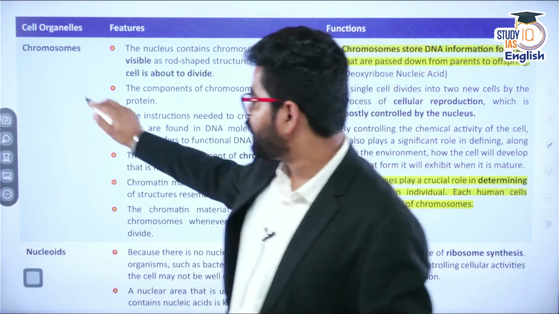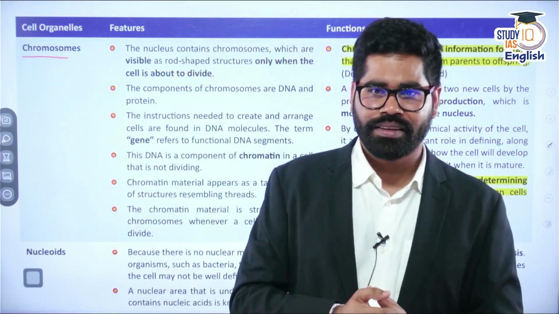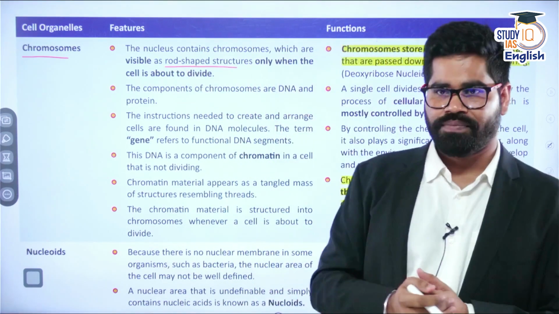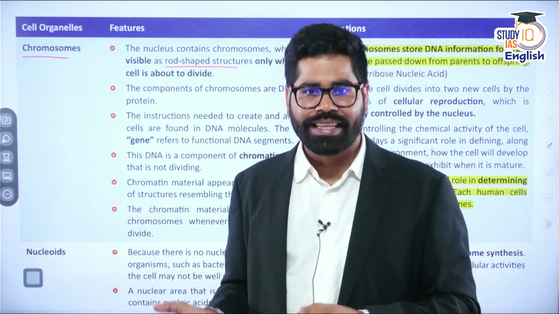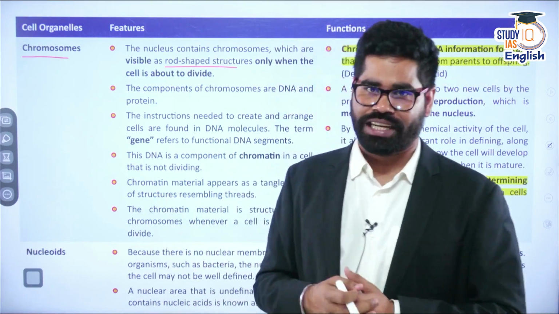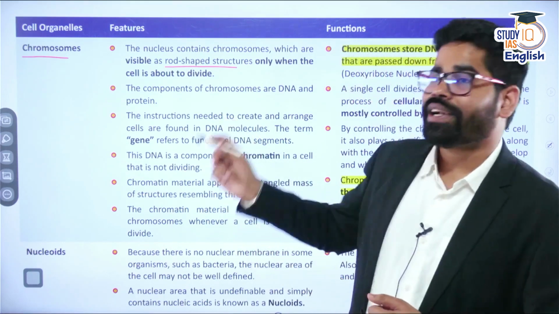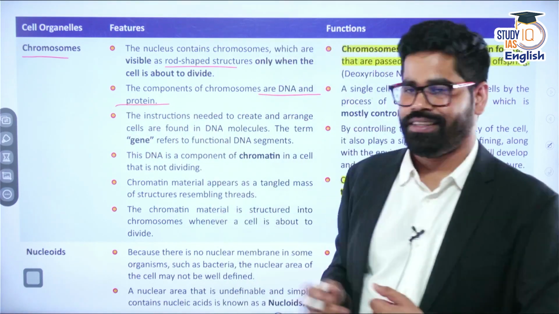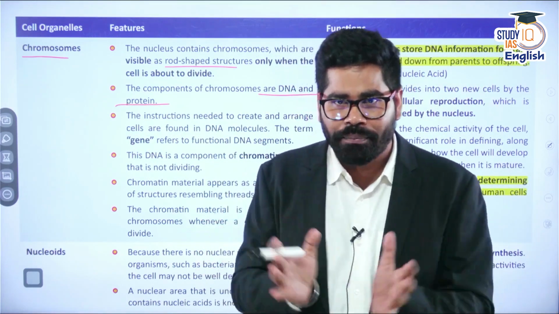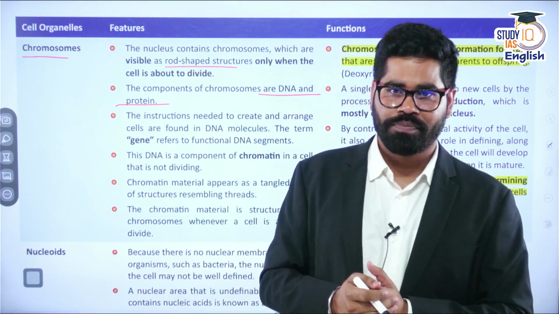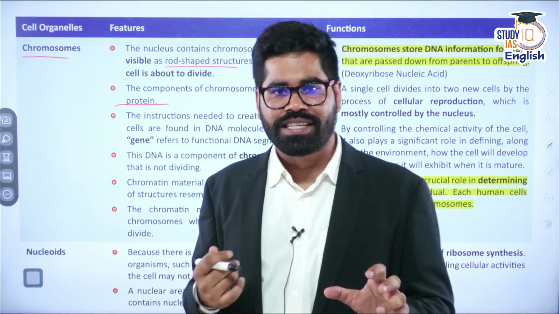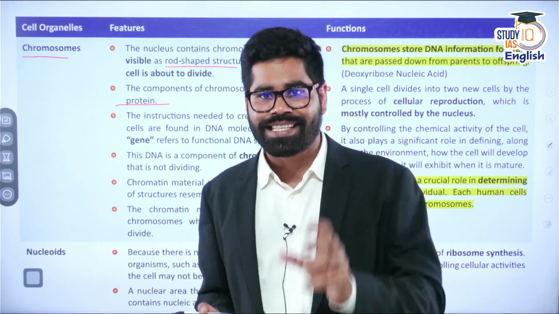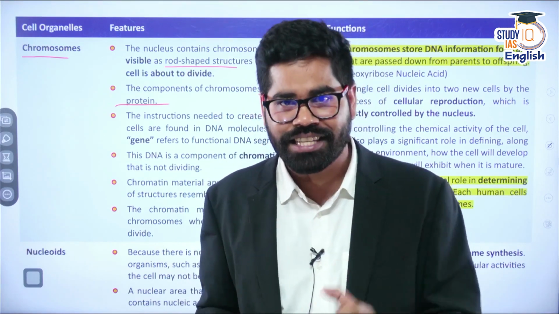We have another important part, that is chromosomes. What are these chromosomes? They are basically rod-shaped structures. When the cell is going to divide, they appear like rod-shaped structures. What are the components of it? The components of the chromosomes are DNA and protein. So DNA and protein combined together form our chromosomes. In short, chromosomes consist of a lot of different genes, which decide the traits and the characteristics of the cell.